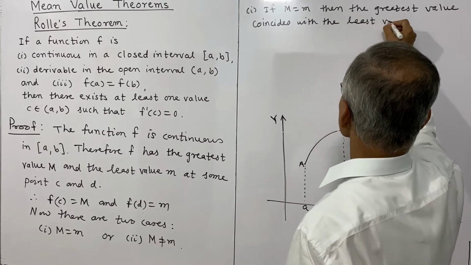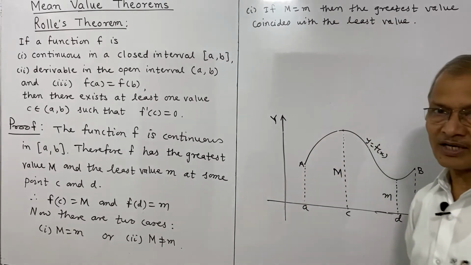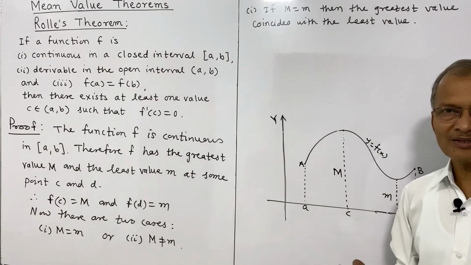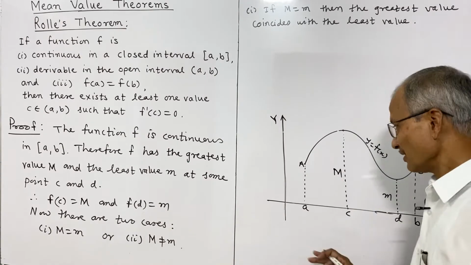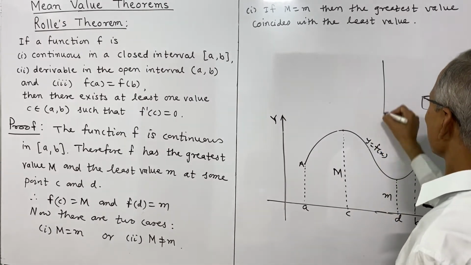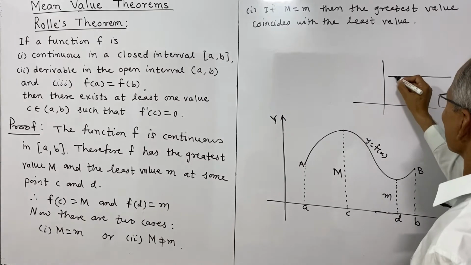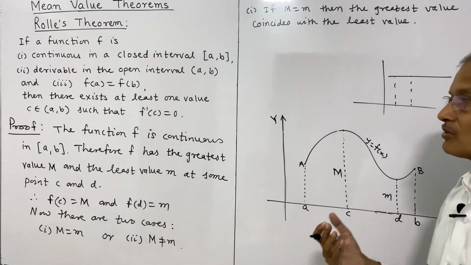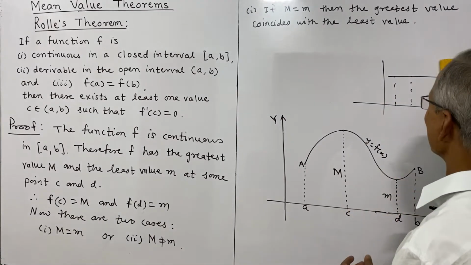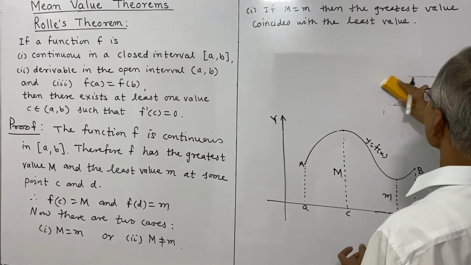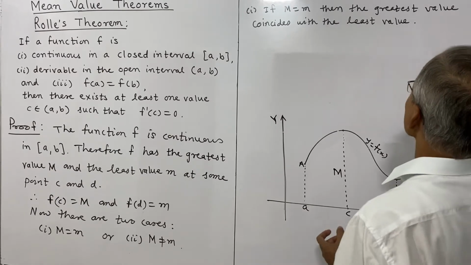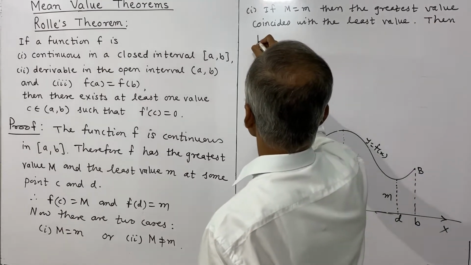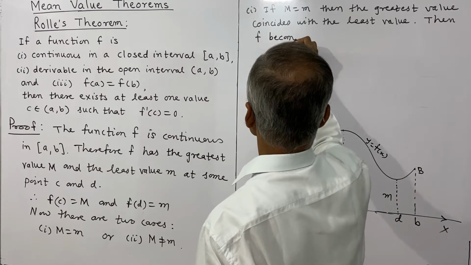What is the meaning of this? The greatest value coincides with the least value means the maximum and minimum values are equal, which means the function must be constant. Then and only then it is possible. If the function is of this form, the maximum value and minimum value are the same. So the function is constant, having the same value at every point. Then f becomes a constant function.